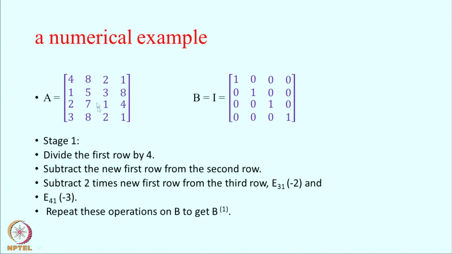Okay. So, in my numerical example, I have taken a matrix A. The matrix A in this case is 4, 8, 2, 1. This is my first row. The second row is 1, 5, 3, 8, and the third row is 2, 7, 1, 4. And the last row is 3, 8, 2, 1. My matrix B is an identity matrix. This is my starting point for matrix B. This is my original matrix.